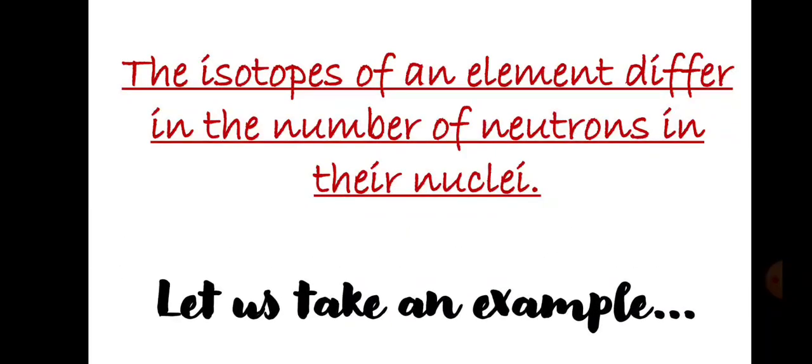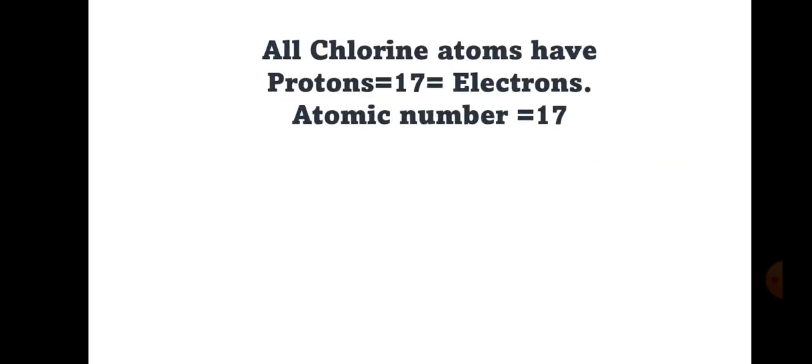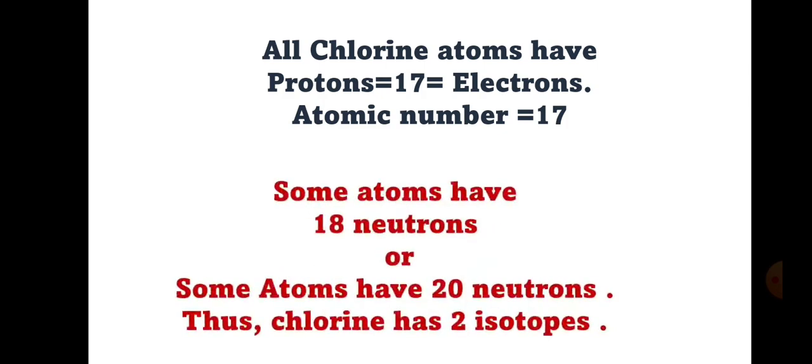Let us take an example. We are taking the example of the chlorine atom. All chlorine atoms have a number of electrons equal to the number of protons, that is 17. Or we can say the atomic number of the chlorine atom is 17. But when we talk about neutrons, some atoms have 18 neutrons and some atoms have 20 neutrons. So chlorine has two isotopes according to this.